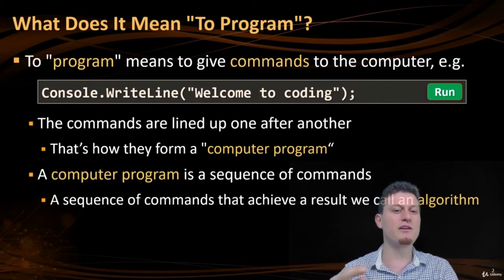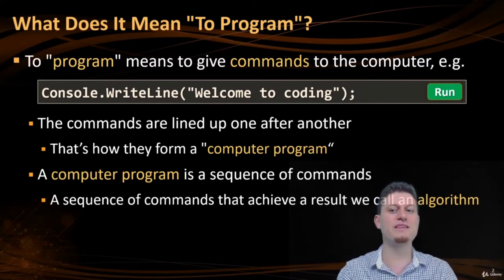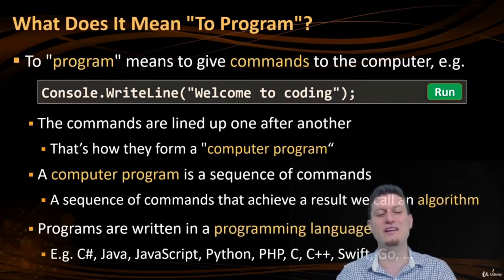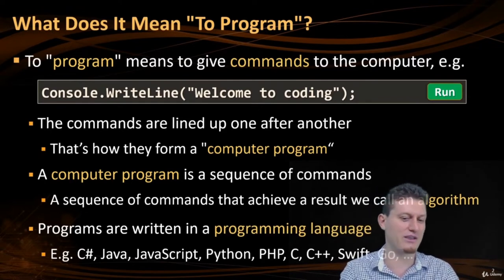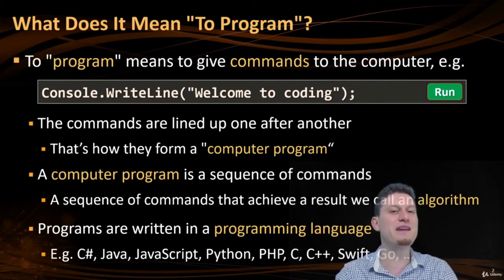It's also called an algorithm. If we have a sequence of commands that achieve some result, we call it an algorithm. For example, we can have an algorithm to find the square root of a given integer number, which consists of many steps which are done one after another to achieve this result. Programs are written in some programming language, a language like C#, Java, JavaScript, Python, PHP, C, C++, Swift, Go, Rust, and many other languages. Languages are a way to express the commands we want to give to the computer.